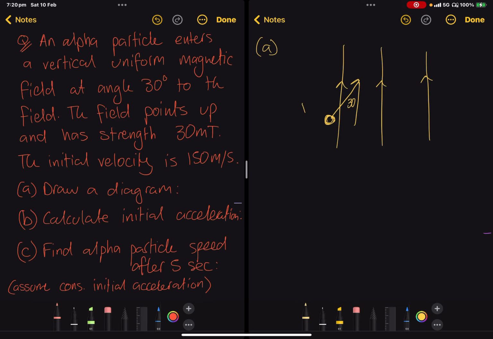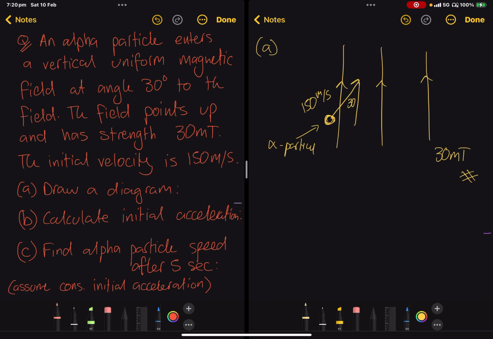It has an initial velocity of 150 meters per second. The field strength is 30 milliteslas. And this is an alpha particle. So this is a crude diagram. This is good enough for our purposes here.